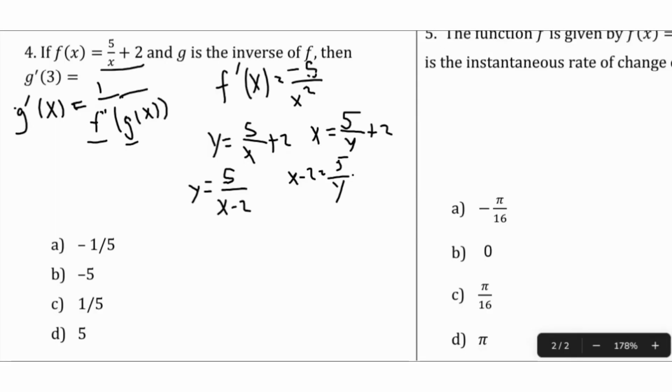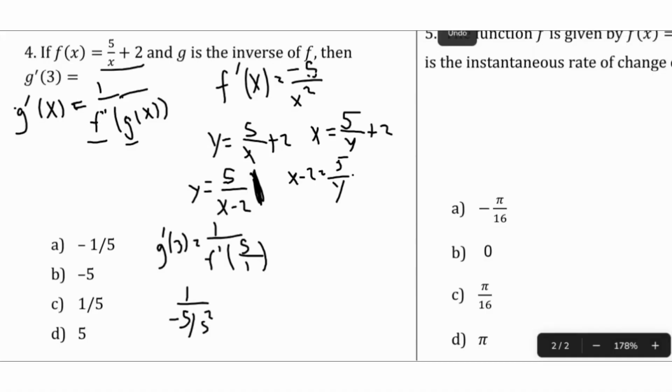Now we can plug into this formula. g prime of 3 equals 1 divided by f prime of, now if we plug in a 3 to this function right here, we get 5 divided by 3 minus 2, which is just 1. Now 1 divided by f prime of 5 is equal to negative 5 over 5 squared. Now this, when you evaluate it, comes out to negative 5, which leaves us with answer choice B.